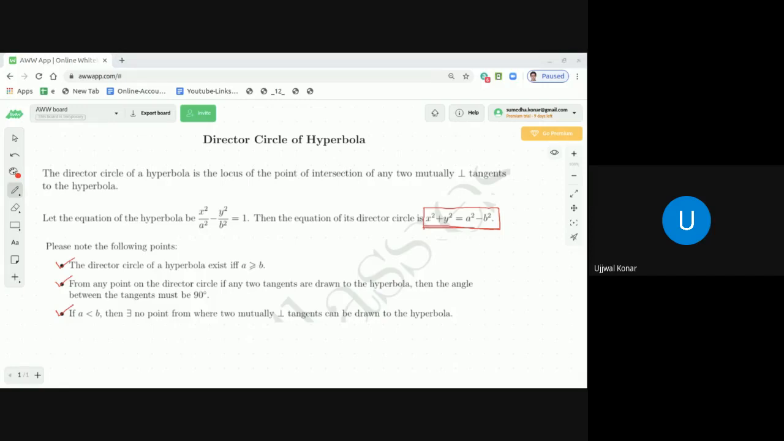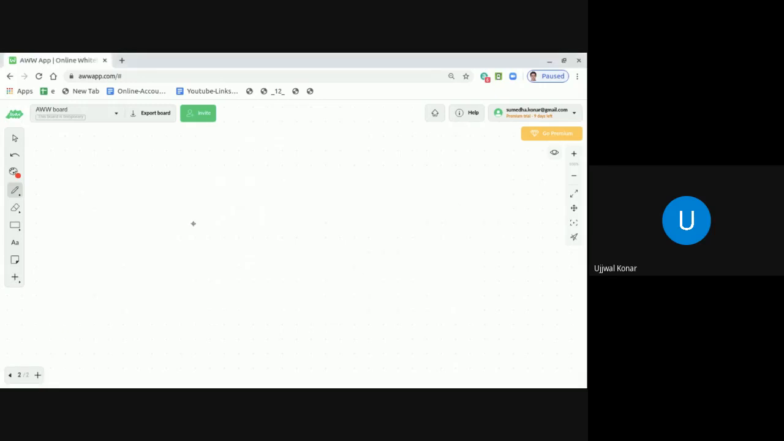Now, dear students, I will move to the next topic, the normal of hyperbola, and I will discuss it on the next page. Never hesitate to ask me any question if you have any.